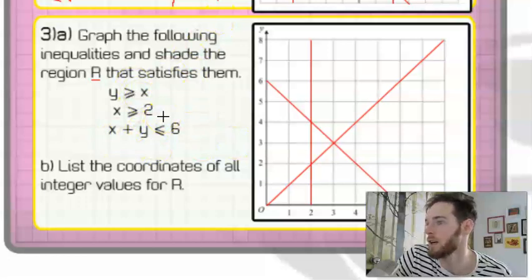Just decide on the area that actually makes mathematical sense. So list the coordinate values for r. So we're more than or the same as x, so anything above this line, so this section here. We're anything above, again, here, for x is more than or the same as 2, and then x is less than or the same as, so we're in this section here. So that's actually this little triangle that's in the middle.